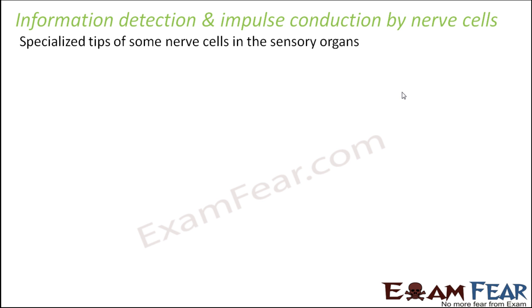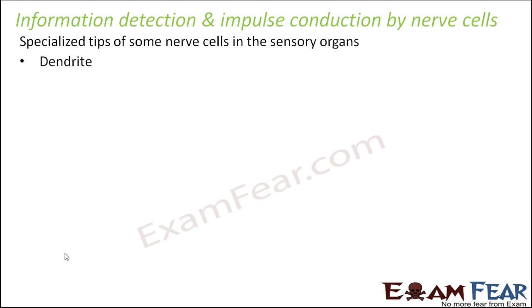Now there are specialized tips of some nerve cells in the sensory organs. So let us see how this conduction actually takes place. When I say sensory organs, I am talking about eyes, ears, nose. So there also nerve cells are present, and some of those cells will have specialized tips. So information from outside will be received by the specialized tips of those nerve cells. So these receptors are present in the sensory organs.